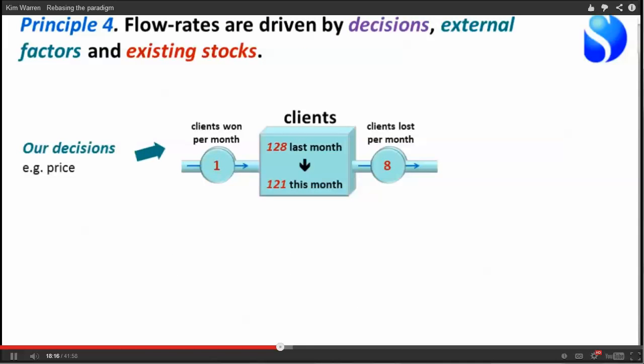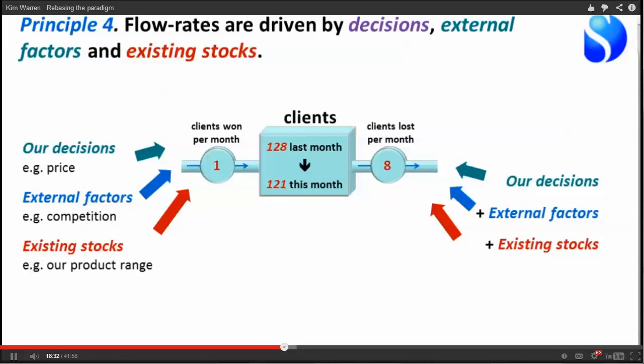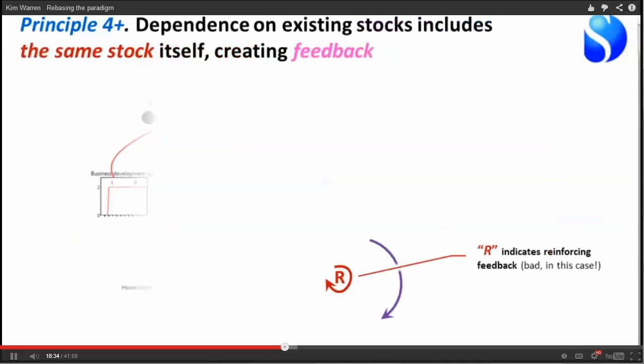So now we want to know what drives those flow rates. So here is our decisions. So our decisions could be about price, it could be about competition, it could be about the existing stocks in the system, such as product range. The same three categories of factor drive the outflows. So how does that work here?